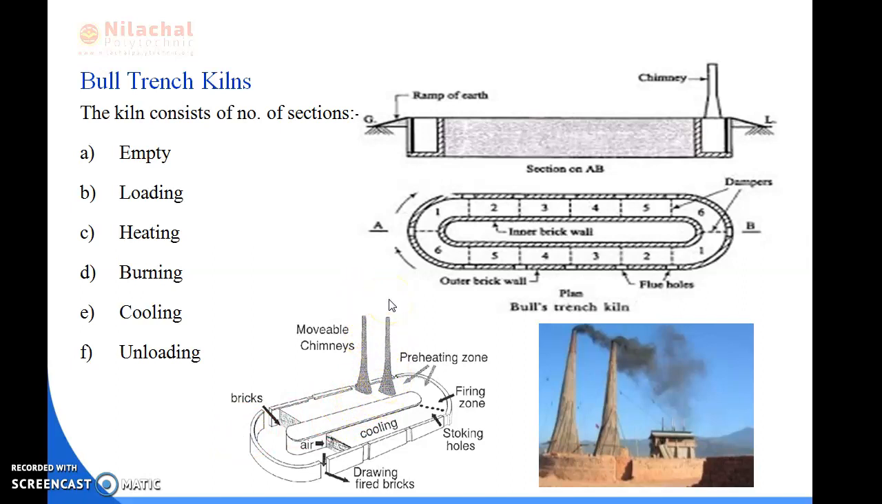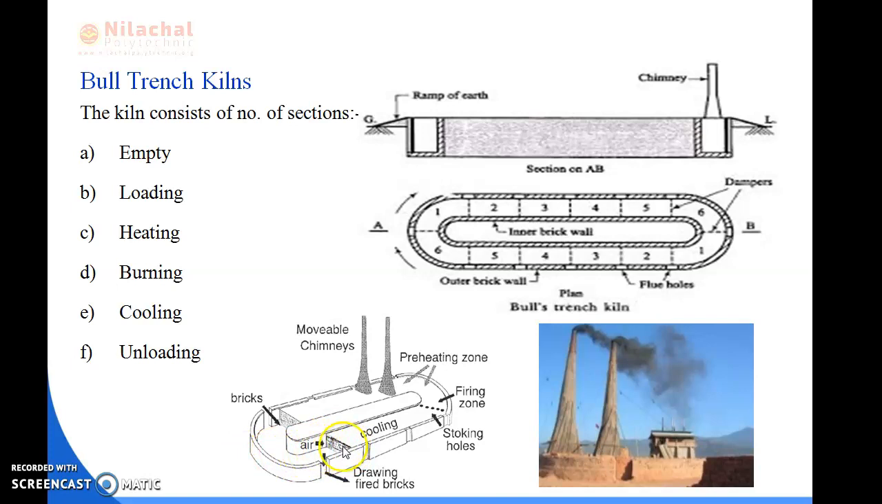And this kiln consists of a number of sections. I have shown you the sections it consists of, in which all the operations of loading, heating, burning, cooling and unloading are done simultaneously. You can see the diagram here. The bricks enter here and are loaded in this process, and heating will be done. After that, the preheating zone, firing. Next you can see the cooling process is done, and after the cooling process, it is unloaded from this.